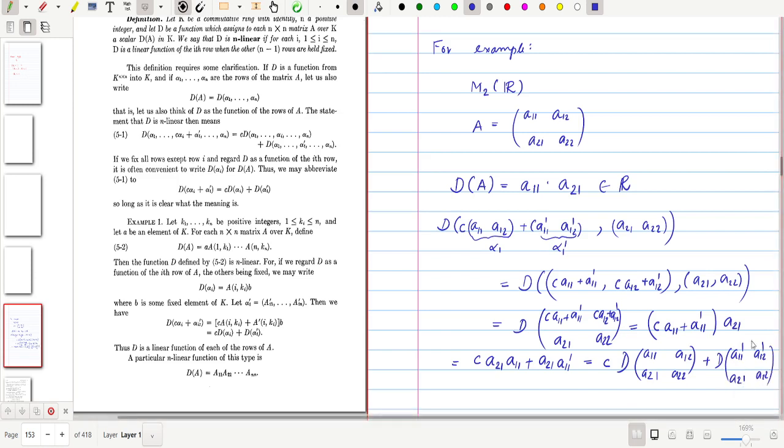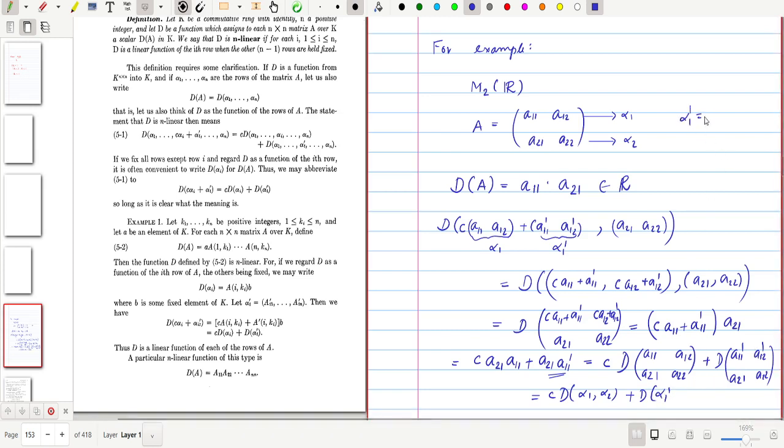When you evaluate this using the definition, you get the product A11 prime times A21, so that constitutes this term, and the D value of this is nothing but A11 times A21, that constitutes this term. Then we have C here. So you can say that D of this quantity can be written as C times D of alpha 1, alpha 2, where alpha 1 is the first row and alpha 2 is the second row, plus D of alpha 1 prime, alpha 2, where we denote A11 prime, A12 prime as alpha 1 prime. Okay. Similarly, you can prove that if you replace the second row alpha 2 by C times alpha 2 plus alpha 2 prime, you get the same thing.